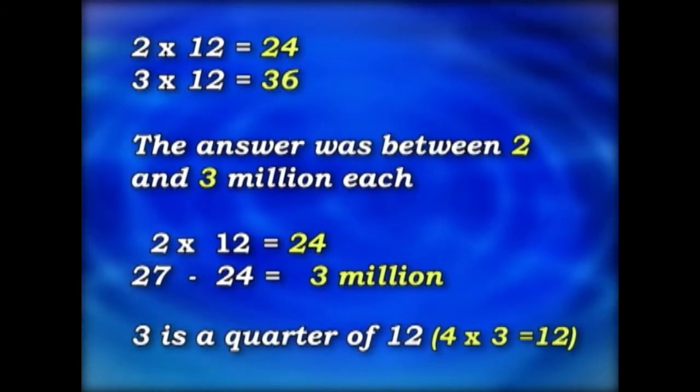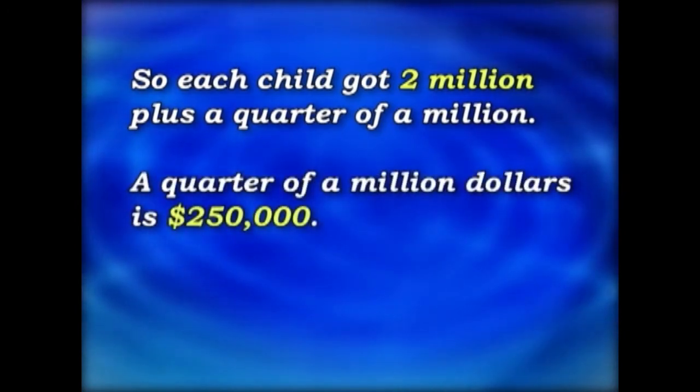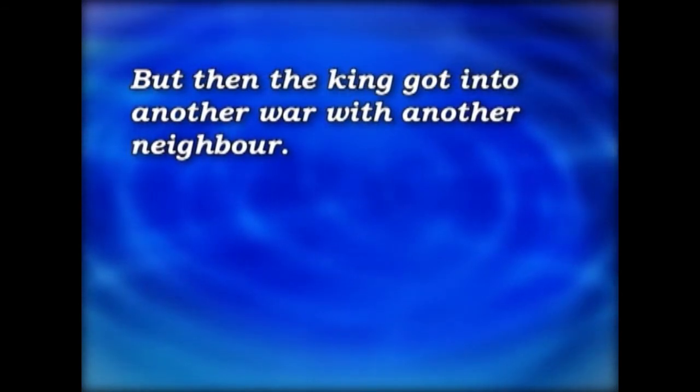3 is a quarter of 12 because 4 times 3 is 12. So each child got $2 million plus a quarter of a million. A quarter of a million is 250,000. So each child was going to get $2,250,000.